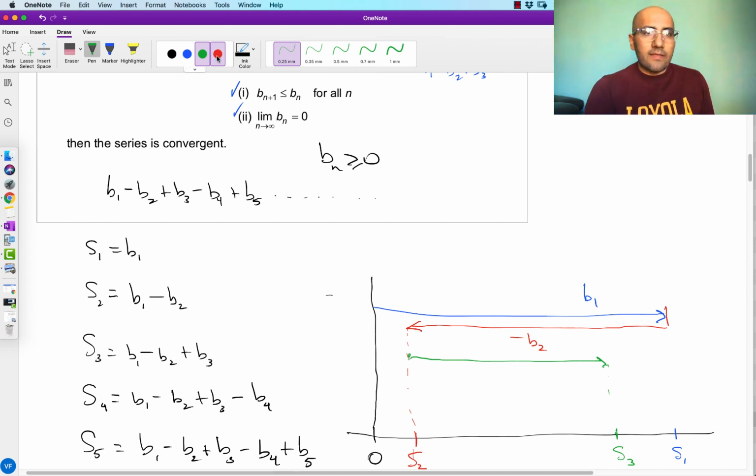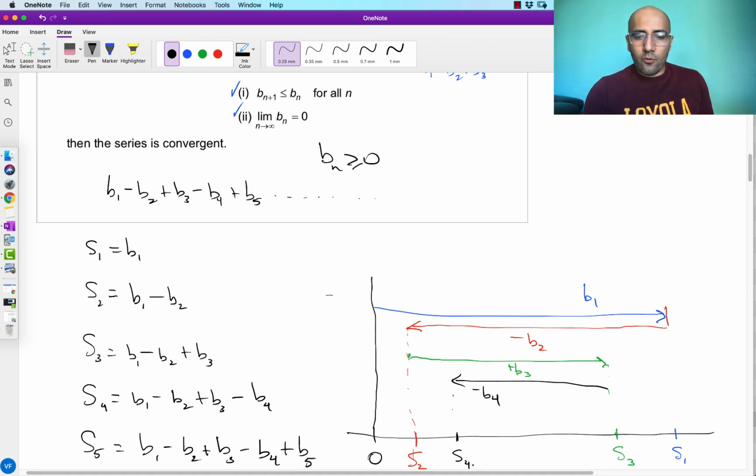And then we move on, and the next one would have to be S sub 4. Again, we have to go in the opposite direction, and we can't go all the way back, so we've got to go somewhere, say around there. So this would be plus B sub 3, and now we want to go minus B sub 4, and then it would end somewhere around there.